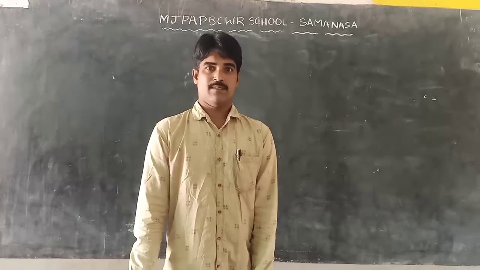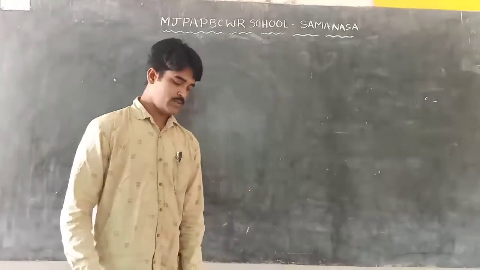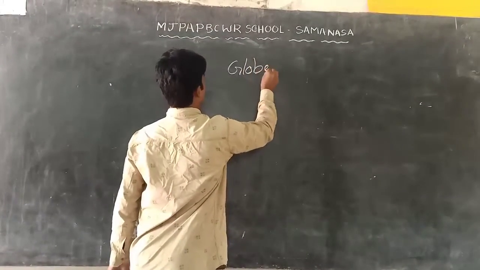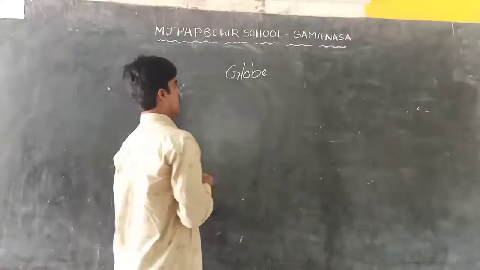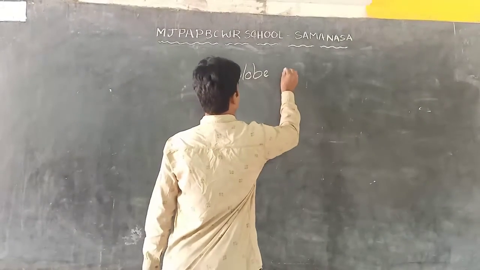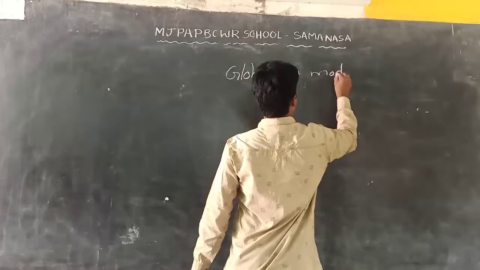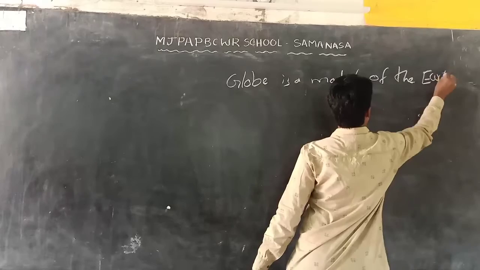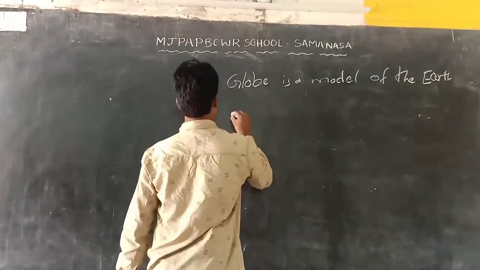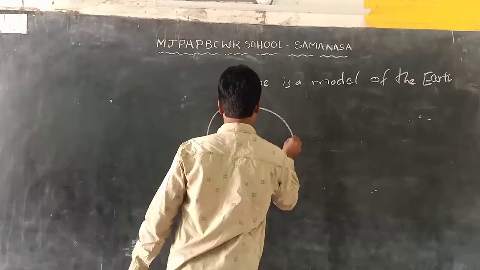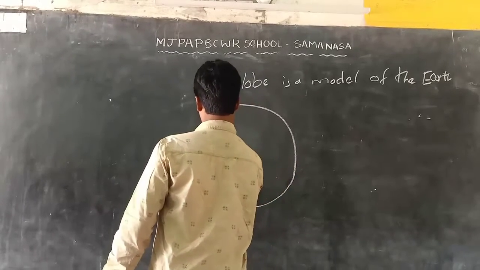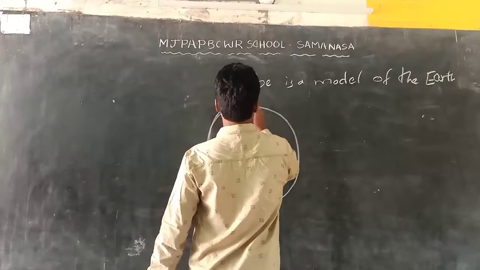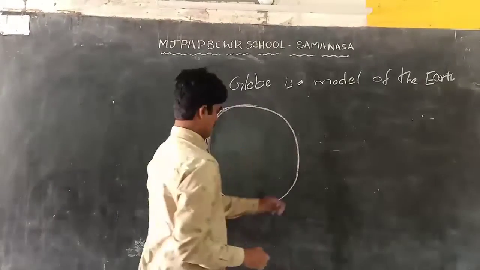Today, I would like to explain the globe. This is a social studies topic, the globe. A globe is a model of the earth. This is a globe.